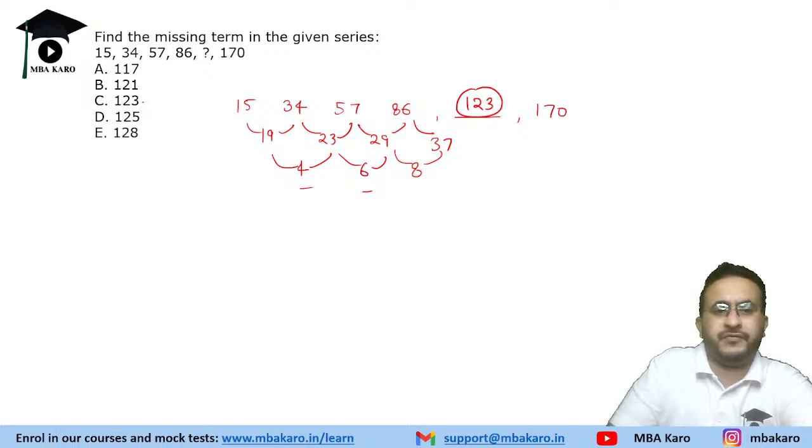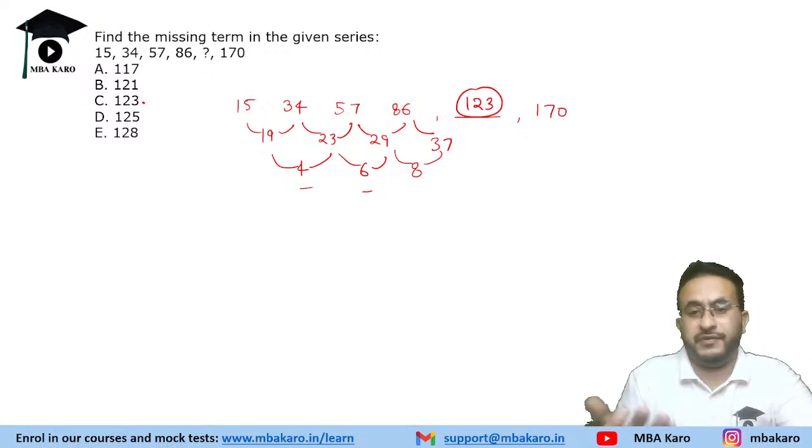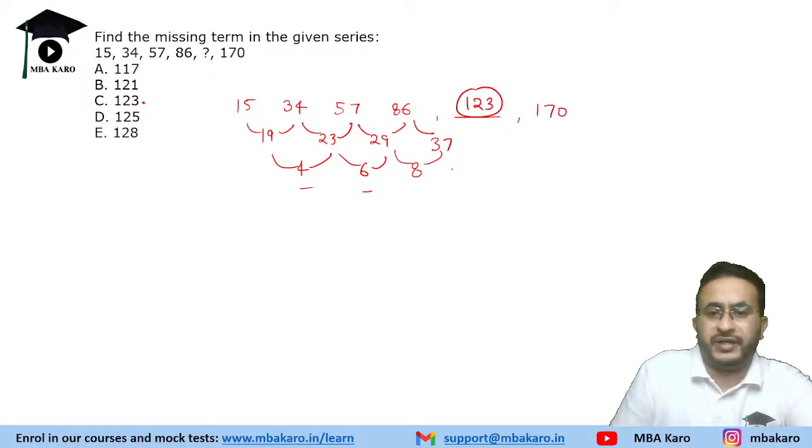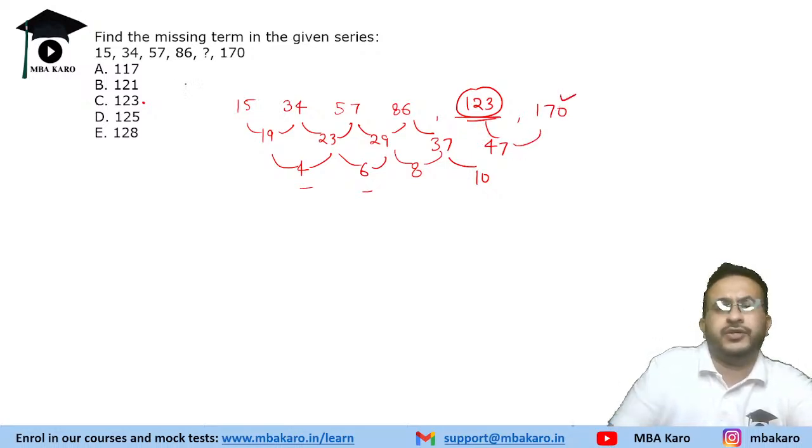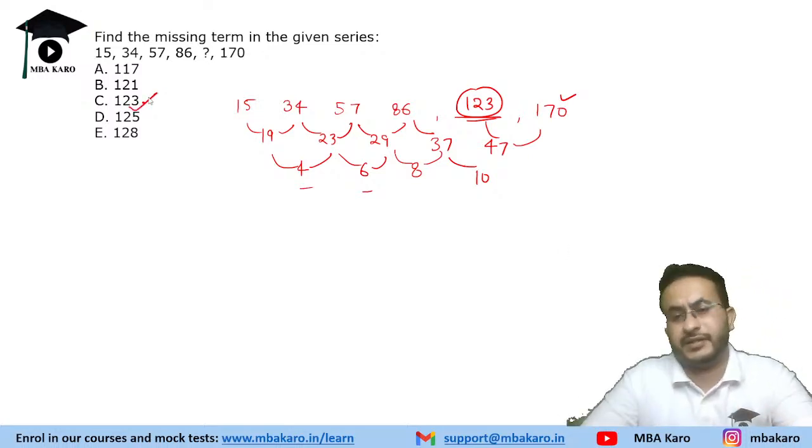Okay, is it one of the options? Yes. Now we will verify it further, right? So next double difference will be 10. So this difference will be 47. 123 plus 47 is 170, which is correct at its place. So the answer is 123.